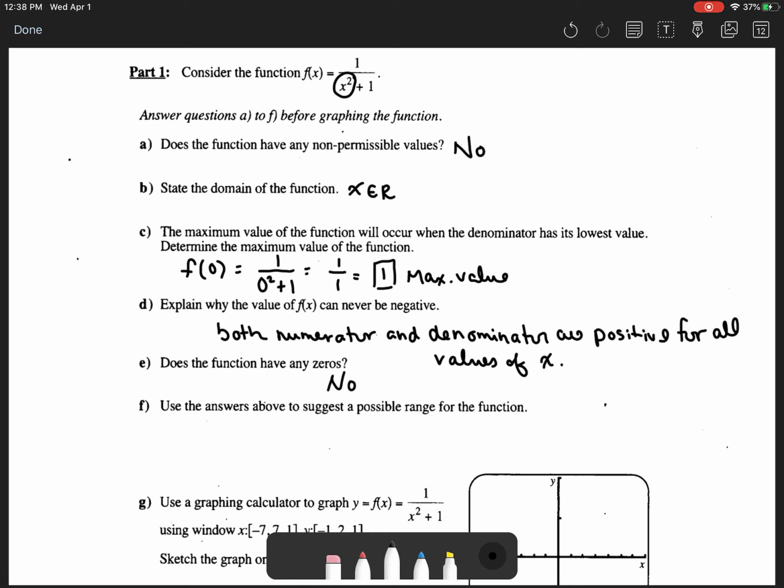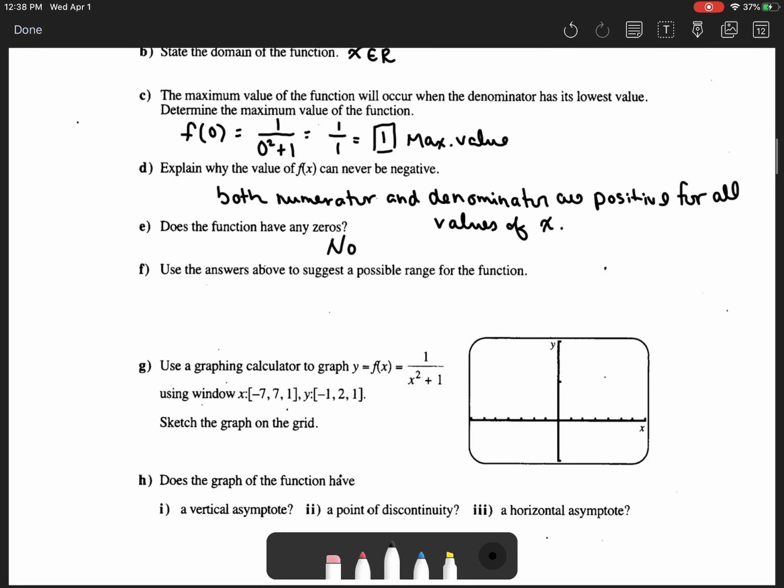F says use the answers above to suggest a possible range for the function. So when we talk about this, we know that f of x can never be negative, right? That's kind of a key point there. So I'm just going to write that down: f of x can't be negative. Okay, and since the numerator is equal to 1, the denominator can be any value that is greater than 1.